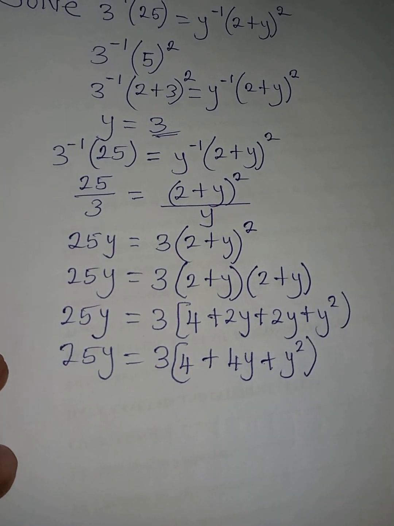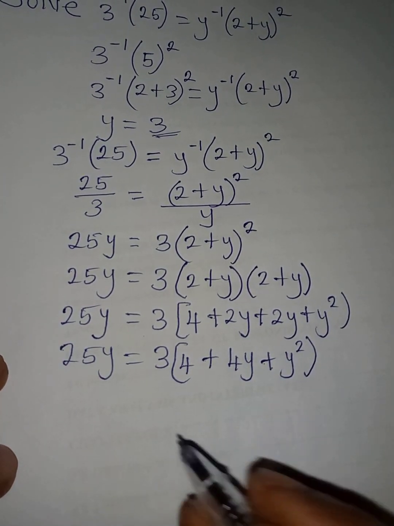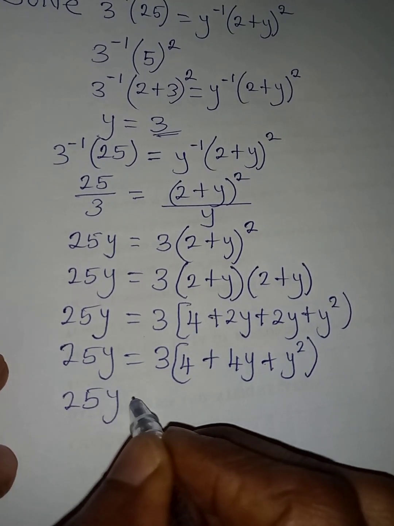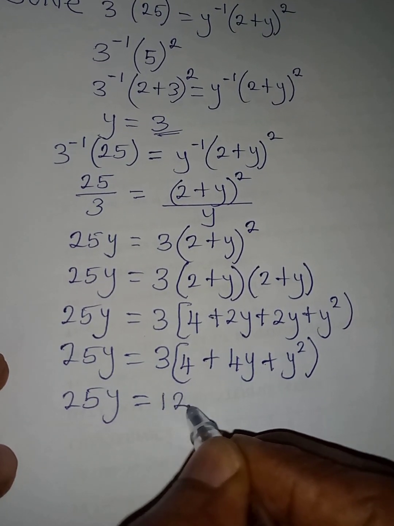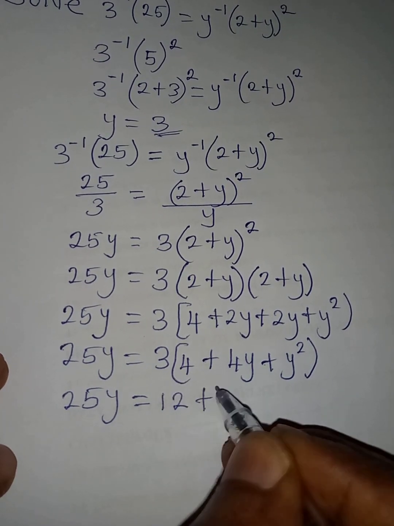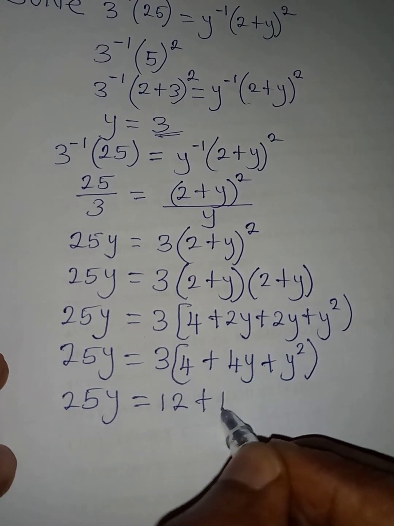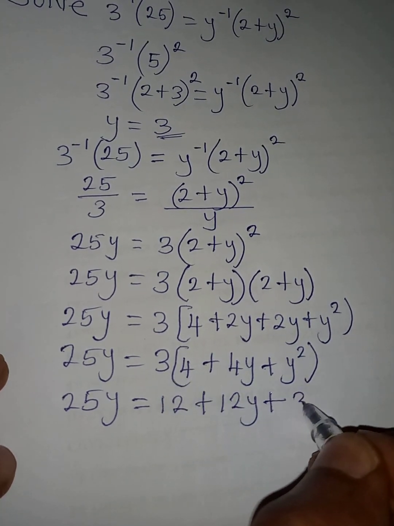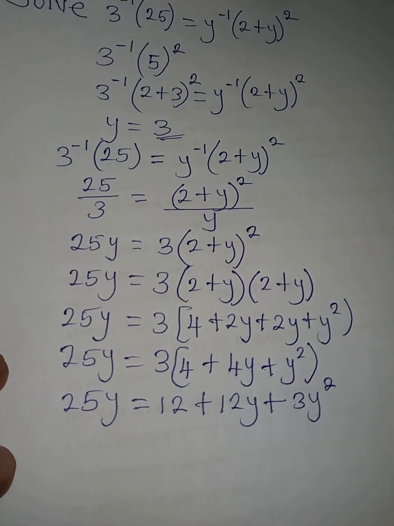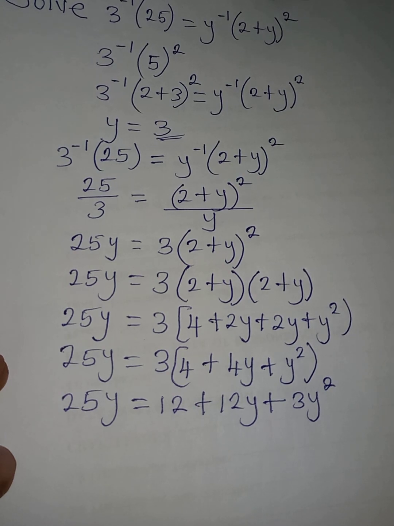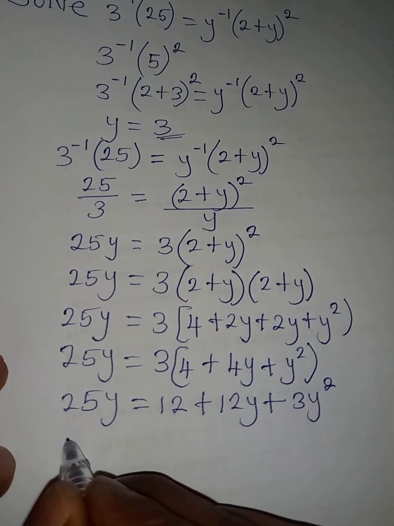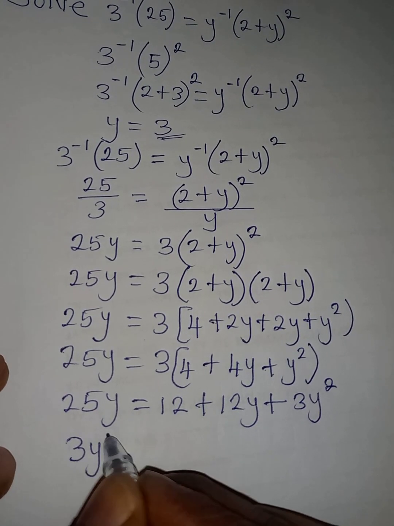Now we open the bracket on the right-hand side. We have 25y to be equal to 12, that is 3 times 4, plus 3 times 4y, that will give us 12y, then plus 3 times y squared, that will be 3y squared. Now, the next thing I want to do is to rearrange it from here. In fact, I want to write 3y squared first, because it's now a quadratic equation, 3y squared.